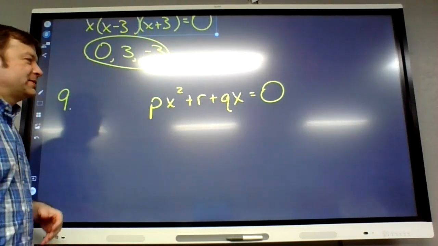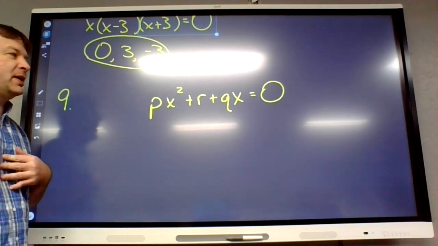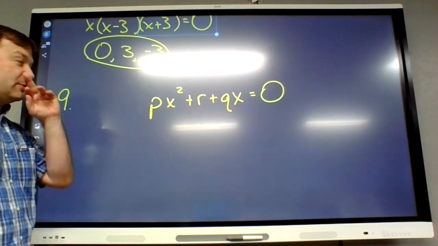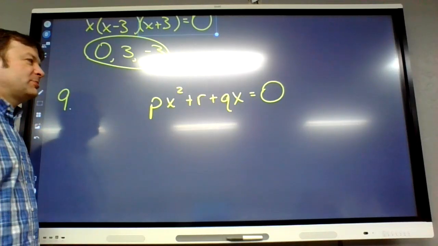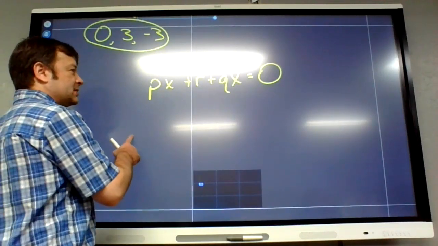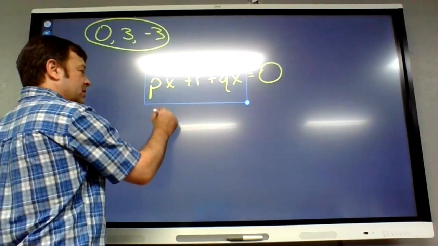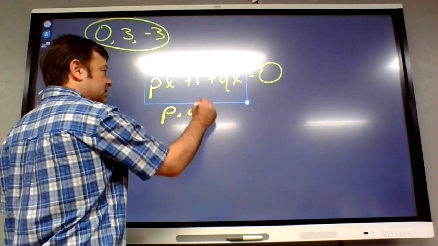No bright ideas? Well, you can't really solve this one, but this is a quadratic equation, right? Because it's got x squared. So how do we solve quadratics? Quadratic formula. So what's my a, b, and c? A is p because it's in front of the x squared. B is q, and c is r.